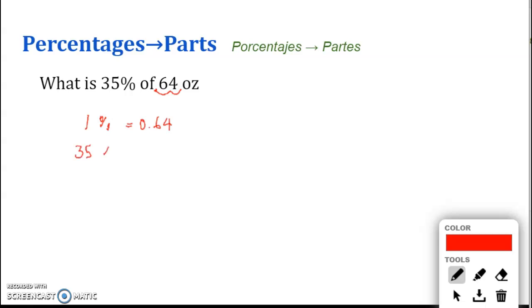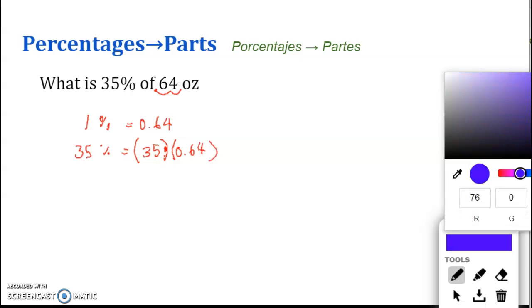That means that's 35 lots of 0.64. So it's going to be 35 times 0.64. I am going to use parentheses so that I do not get those two things mixed up. I'm multiplying those two. Another way to think about it is converting this sentence. What translates to question mark or x, and is just an equals sign.